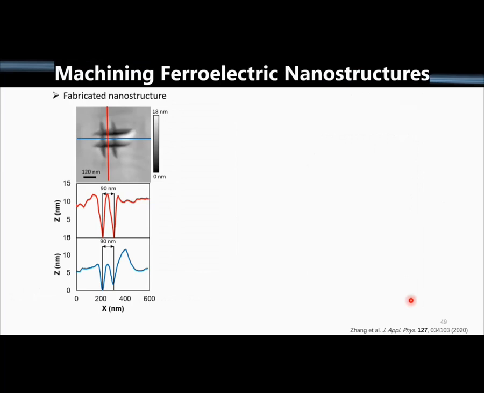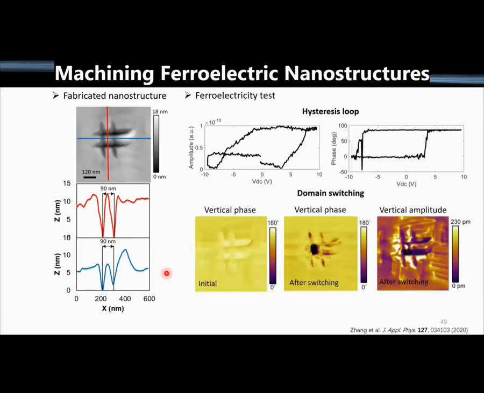And so we tried to make the smallest nanostructure we thought we could make. This ended up being around 90 nanometers. We were pleased that we were able to still switch the material, so the switching could still happen. It was still ferroelectric after the machining process, so it didn't seem to damage the material.